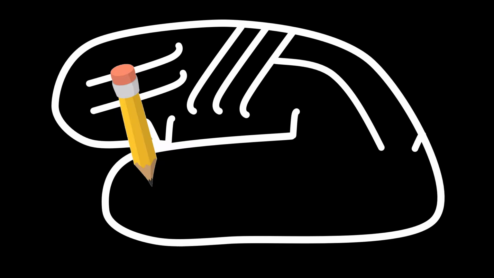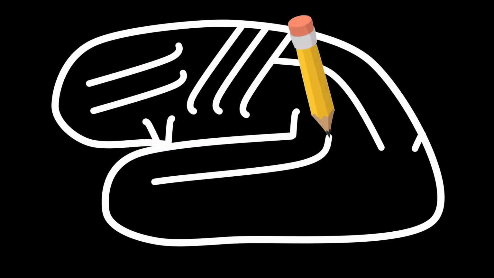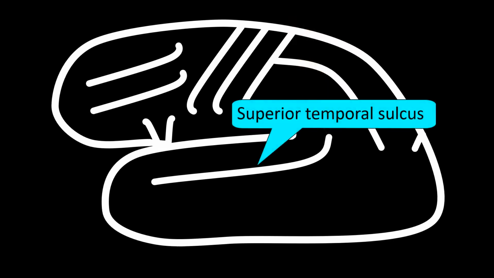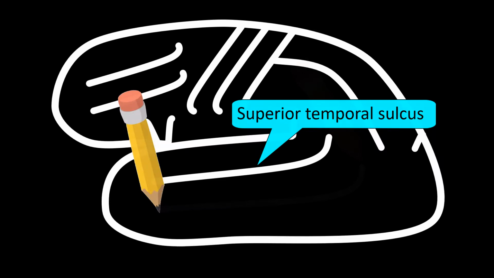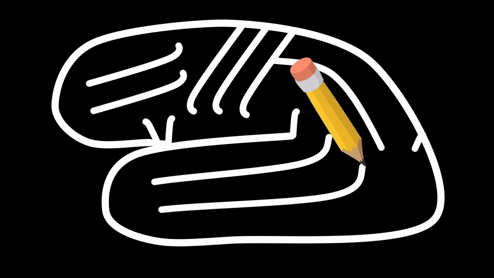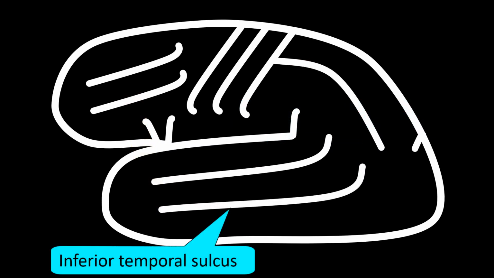Now go below the lateral sulcus or fissure close to the temporal pole and draw a line following the lateral fissure but slanted up at the end. This is the superior temporal sulcus. Now towards the temporal pole again, but below the superior temporal sulcus, draw a similar line. This is the inferior temporal sulcus.